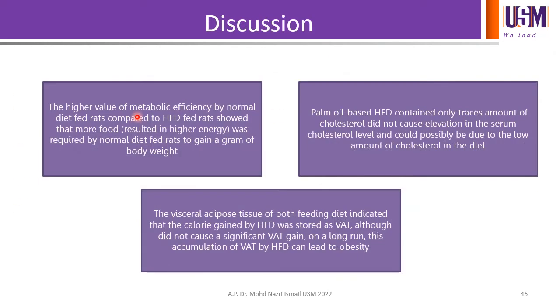Okay, so just now we have seen that the metabolic efficiency of the normal diet rats was higher. This is because they need more food in order to obtain a gram of body weight. And the palm oil based HFD, we used palm oil based, only contains trace amounts of cholesterol. That's why it didn't cause high elevation of serum cholesterol in the high-fat diet rats. And finally, the visceral adipose tissue of both feeding diets indicated that the calorie gain by HFD was stored as visceral adipose tissue. Although it did not cause significant gain, in the long run it is expected that accumulation of VAT by HFD can lead to obesity.